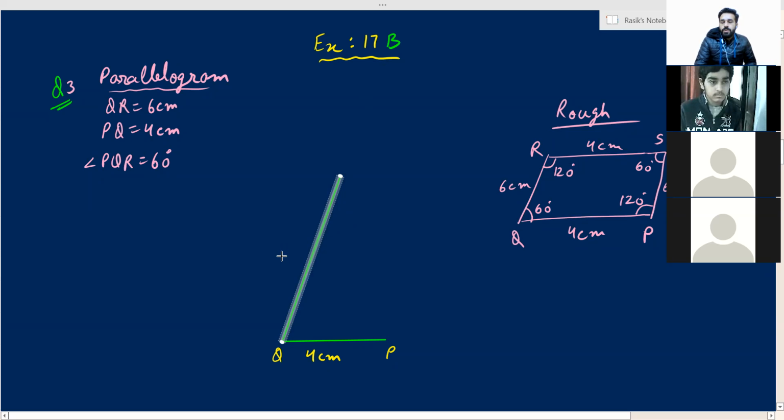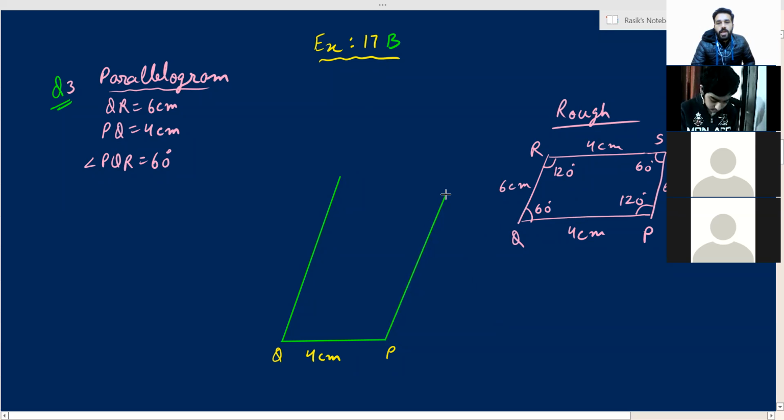So we have drawn angle Q 60, and now draw angle P also. We know angle P is 120 degrees. Look at the rough figure. Don't look at the information on the left side. Look at the information on the right side. That is the rough figure. On the left side of the screen, very little information is there. On the right side, in the rough figure, everything is given. Everything we can see from the rough figure.